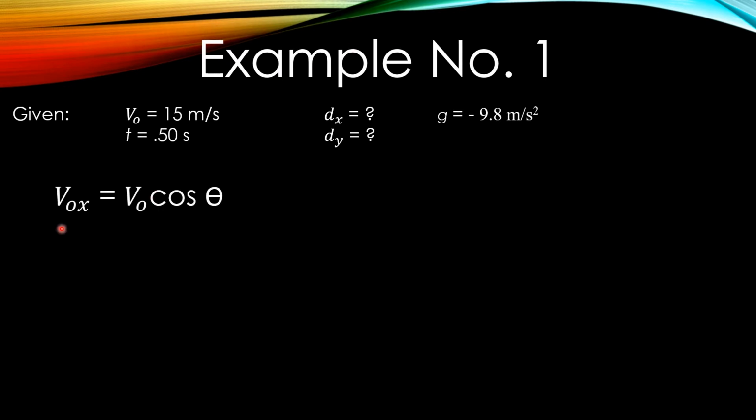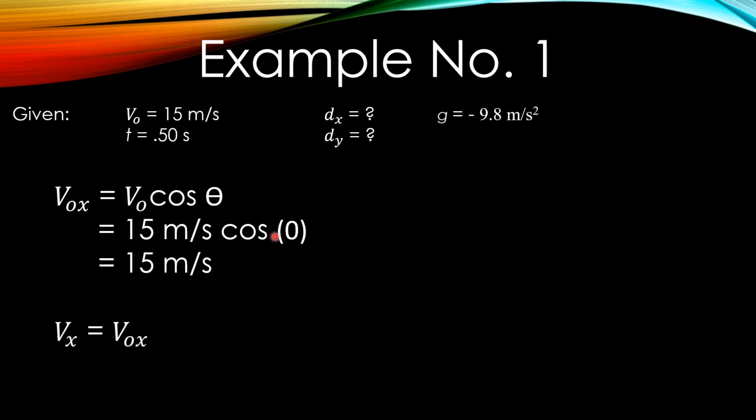Let's find the initial horizontal velocity. Now, based on the given, what is the value of the initial velocity or the V0? We have 15 meters per second. How about the angle? The value of the angle will be 0 since the marble is dropped off from the maximum height. 15 meters per second cosine theta, the product will be 15 meters per second. Do not forget to box out your final answer.